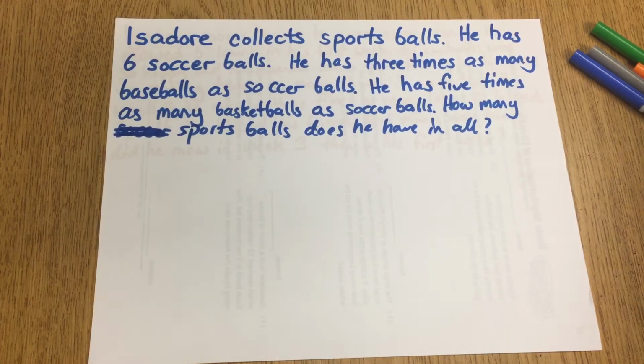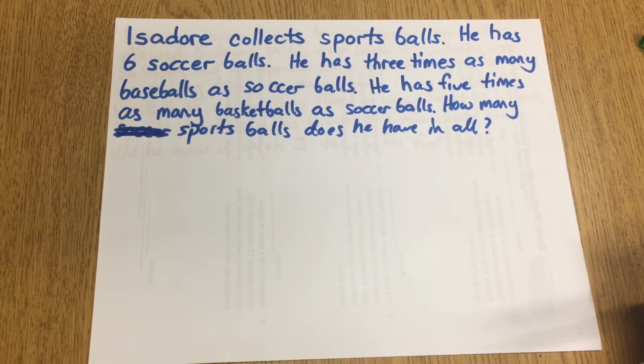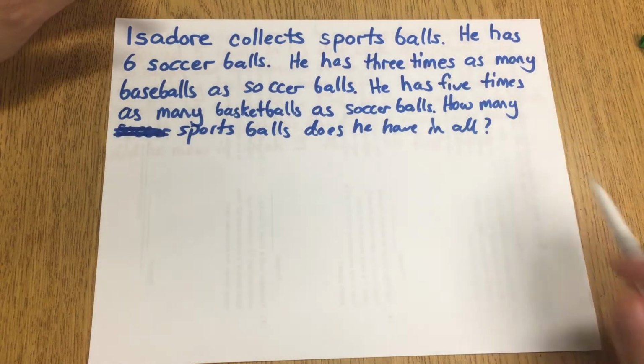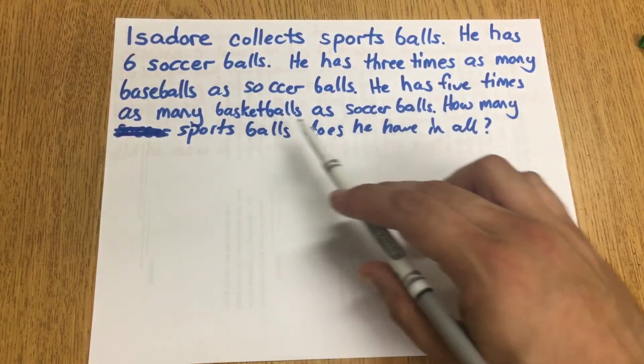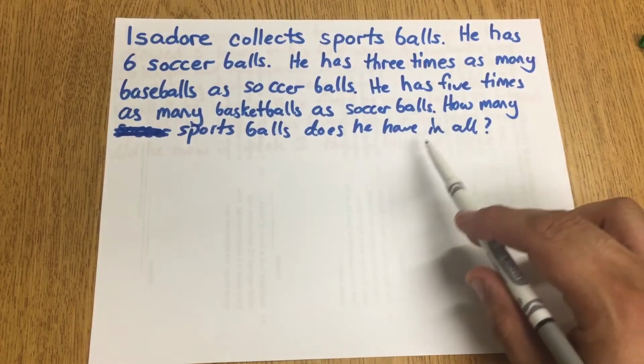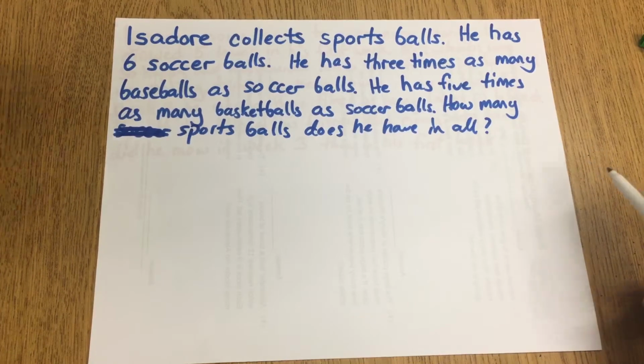We always use bar models. Well, maybe not always, but we often use bar models when we're working with word problems. So let's take a look at this one. Isidore collects sports balls. He has 6 soccer balls. He has 3 times as many basketballs as soccer balls. And then he has 5 times as many basketballs as soccer balls. How many sports balls does he have in all?